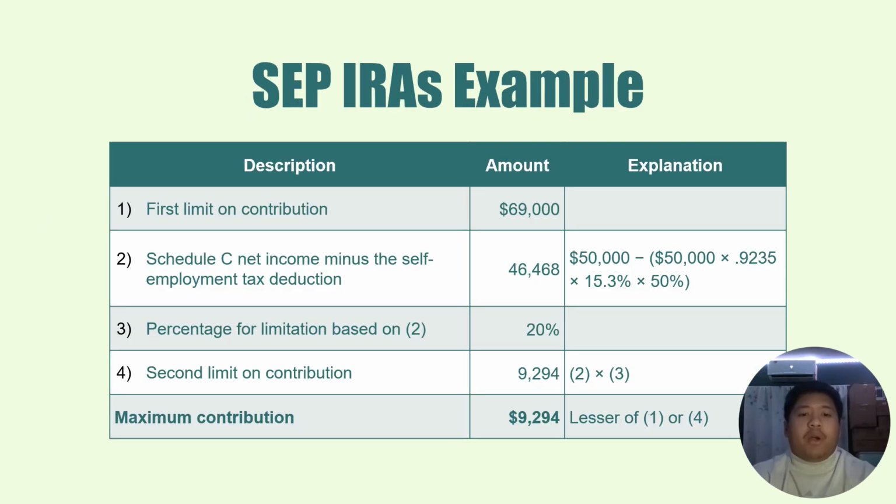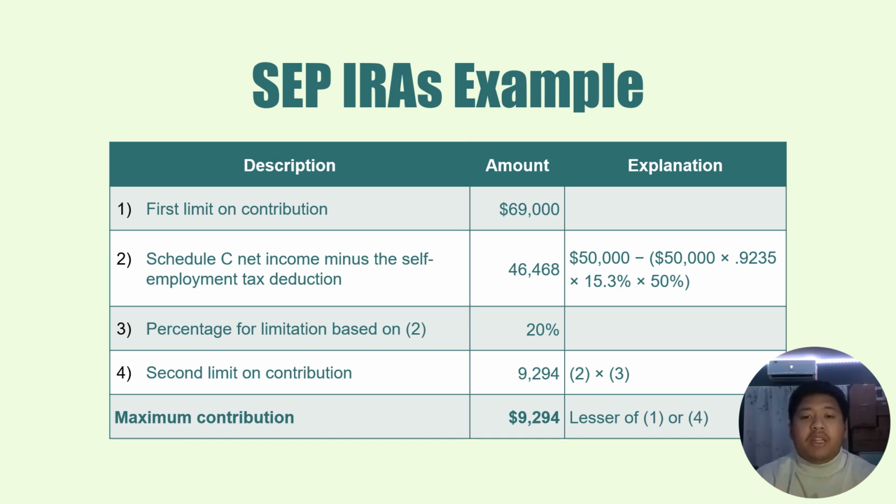Okay. Now, to solve the problem from the previous slide, we could use this table here. First, we would have to indicate the first limit on the contribution, which is the $69,000. Moving on, we would have to get the number that is found in the Schedule C net income minus the self-employment tax deduction. From the number given, which was $50,000, we would multiply that by 92.35%, multiplied by 15.3%, multiplied by 50%, and once you get the answer, you subtract that from $50,000 to get $46,468.